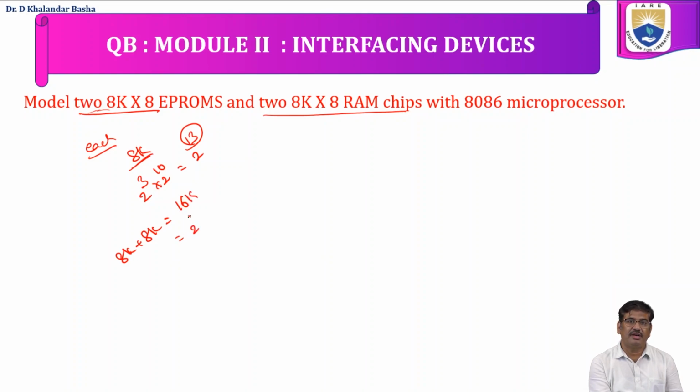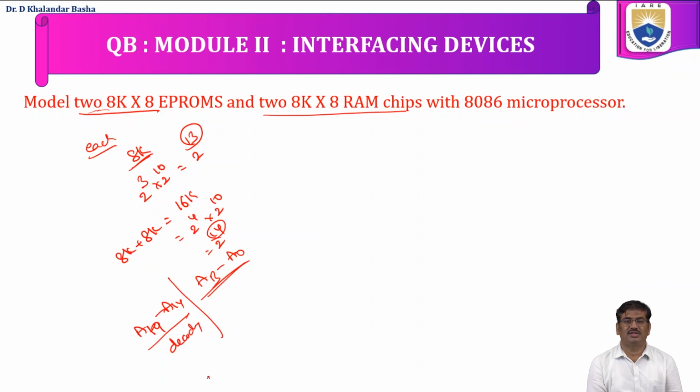This 16K we can write as 2 to the power of 4 into 2 to the power of 10, which gives 2 to the power of 14. So 14 address lines are required. Out of the 20 address lines of 8086, we require 14 address lines, so we take the address lines from A0 to A13. The remaining address lines, A14 to A19, go for the decoding process.